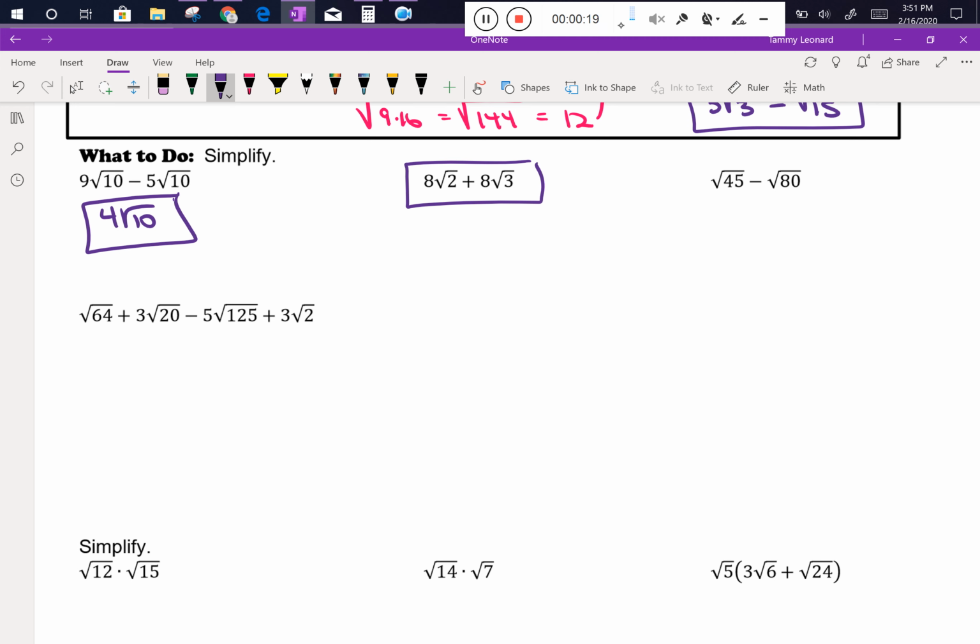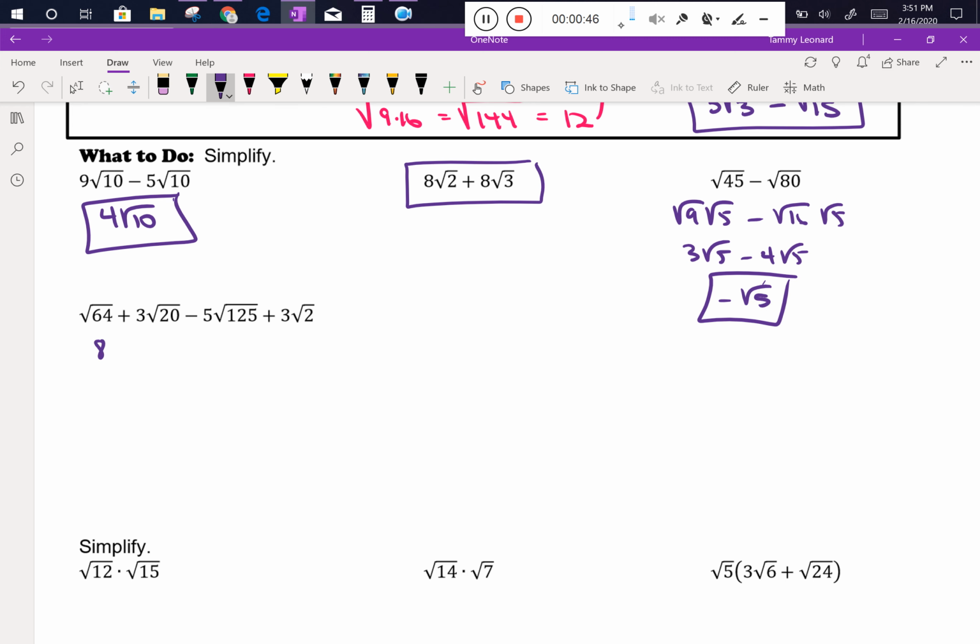Root 45 minus root 80 looks at first like they're just not like radicals, but both 45 and 80 have perfect squares in them, so let's try simplifying. This would be the square root of 9 times the square root of 5, or 3 root 5. This would be square root of 16 times the square root of 5, or 4 root 5. So that equals negative root 5, because 3 minus 4 is negative 1.